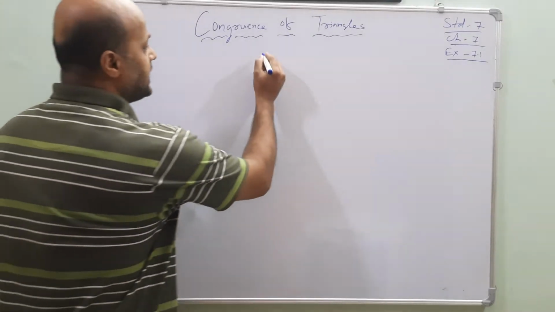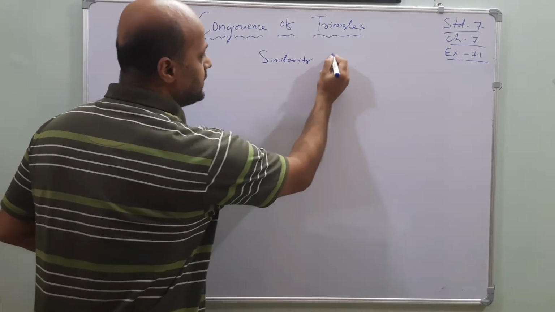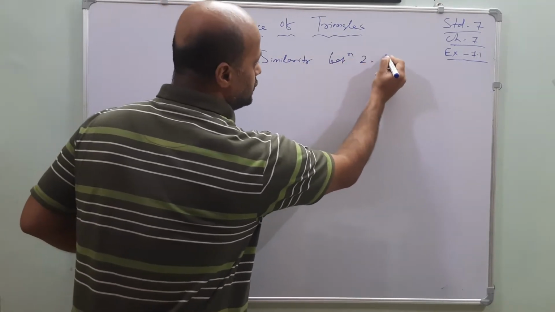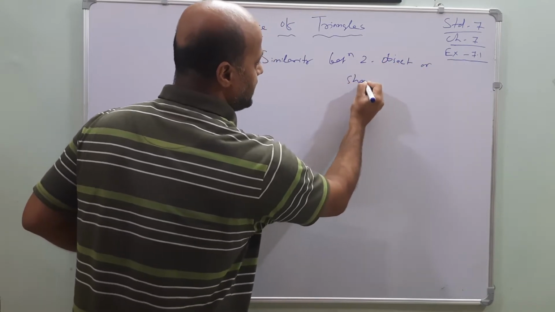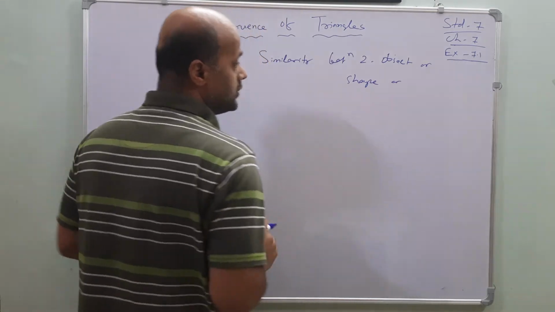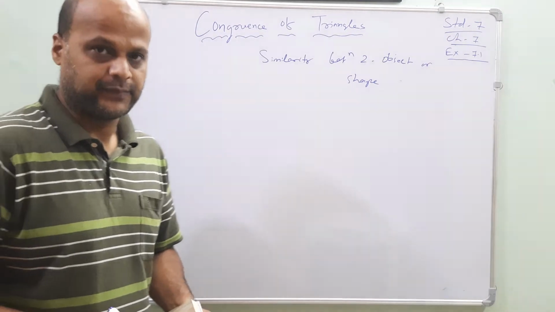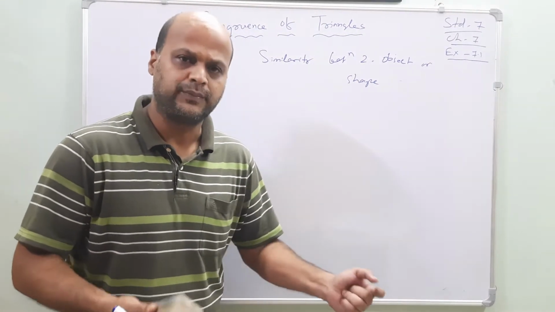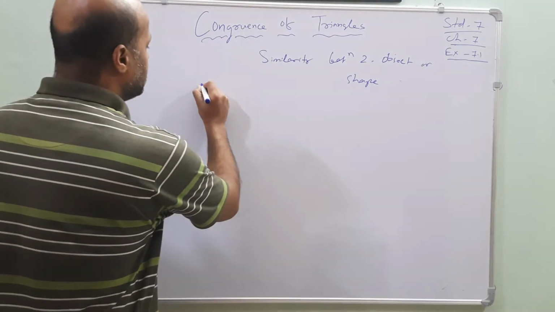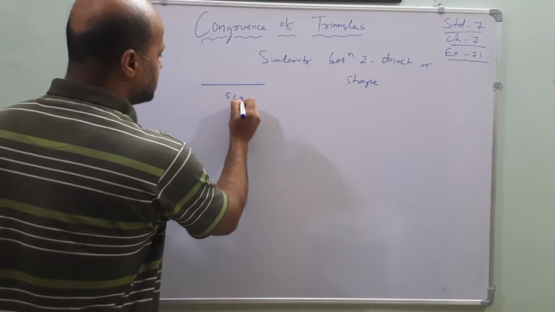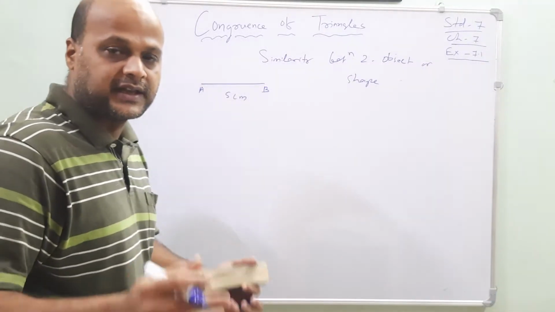Congruence means similarity between two objects or shapes. In case of geometry we will be studying various shapes. Suppose, for example, I draw a line segment of length 5 centimeter, and the name of the line segment is AB, with the help of a scale and pencil.